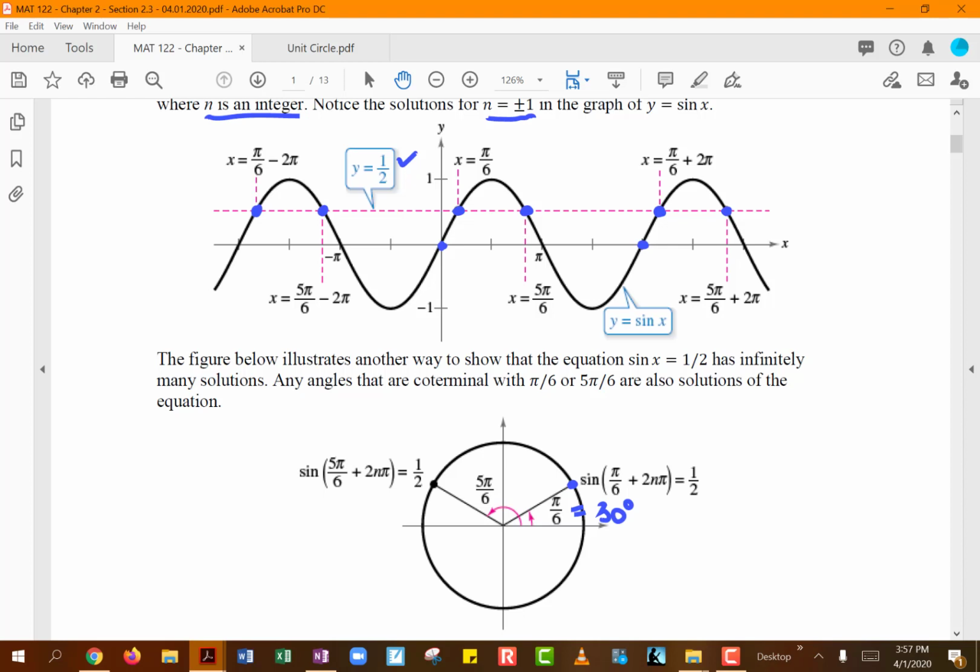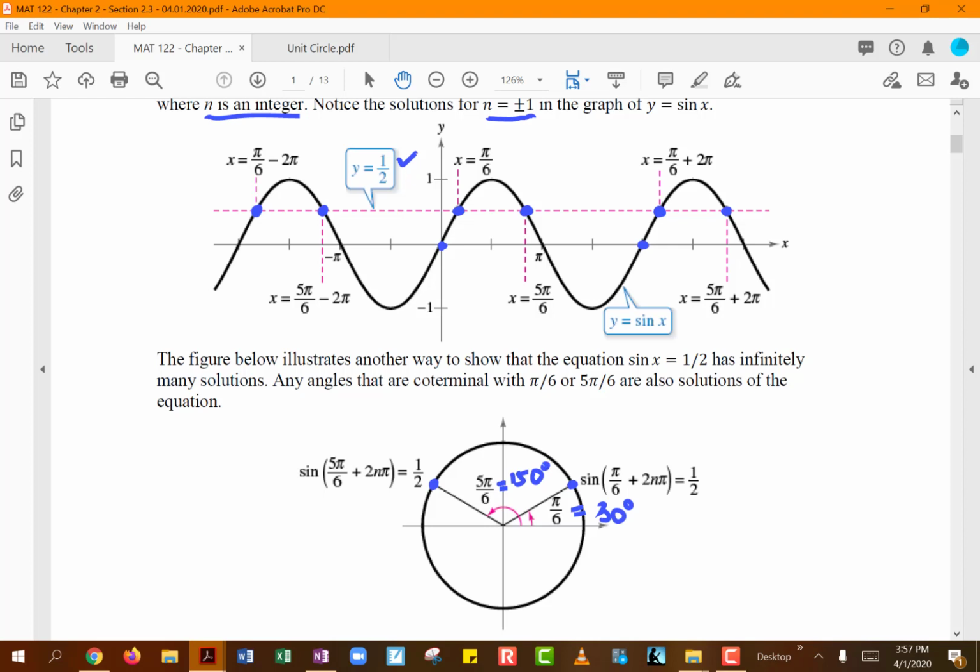If you go in the clockwise direction, then you get negative answers, and in the counterclockwise direction, you get positive answers. And of course, you can use that same rule for the angle 5 pi over 6, which comes out to be 150 degrees if you were looking at it in terms of degrees.